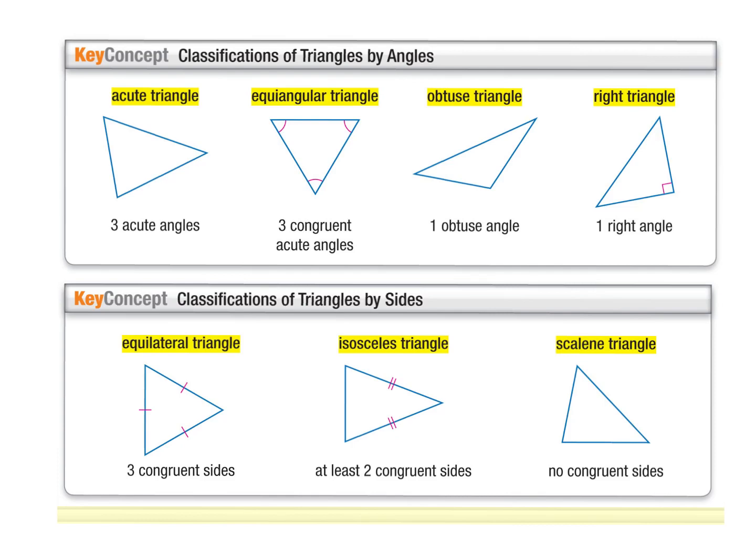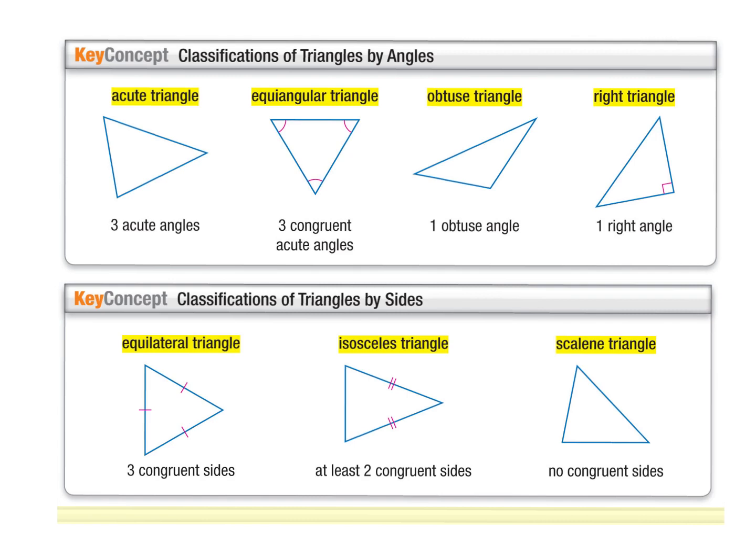All right. Chapter 4 is all about triangles. We are not going to get into special triangles yet. Okay? We're going to talk about classifying triangles by their angles and classifying triangles by their sides. So let's talk about classifying by their angles first.